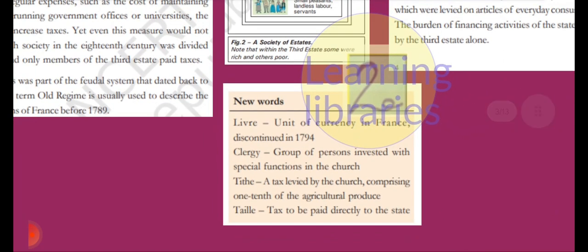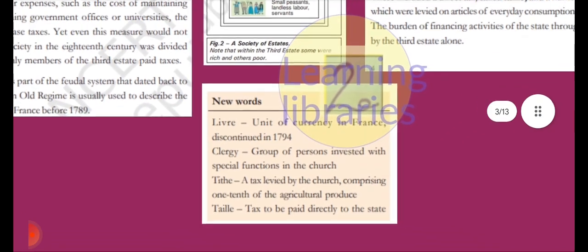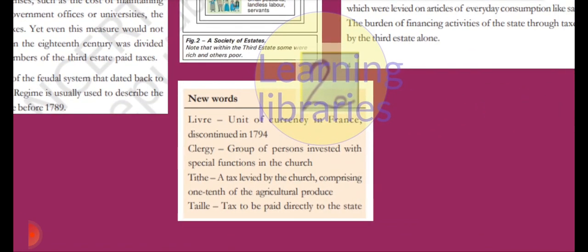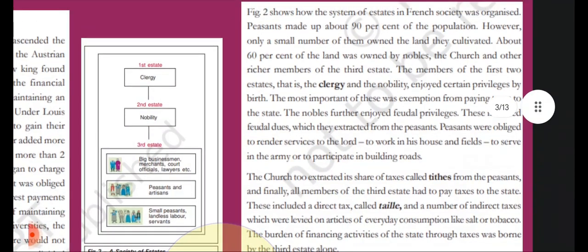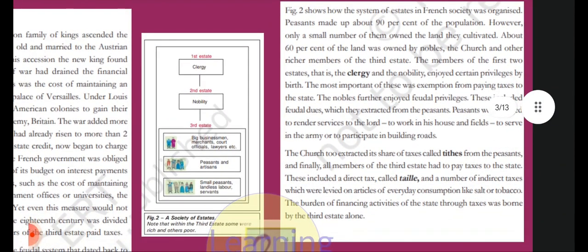So you have understood there are some words given there. Livre. So livre is a unit of currency in France, and it was discontinued in 1794. Clergy. So group of persons invested with special functions in the church. So what is tithe and tally? Let's come back to this after some time. Let me read this paragraph and then I'll come back to the last two words.